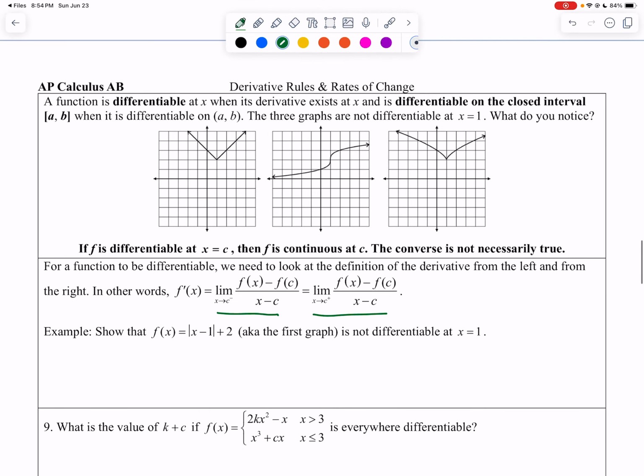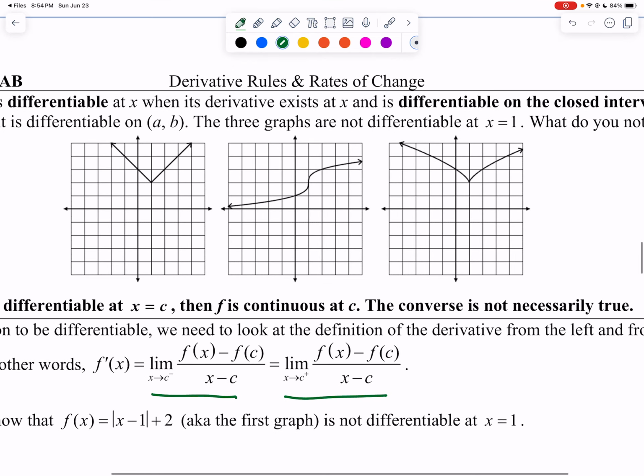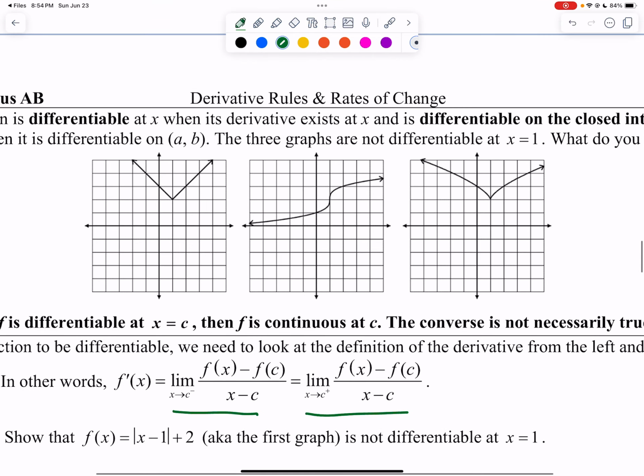If the function is differentiable, then the function is continuous. The converse is not necessarily true. So if the function is continuous, it may or may not be differentiable. Like here, these three graphs are not differentiable at x equals 1.